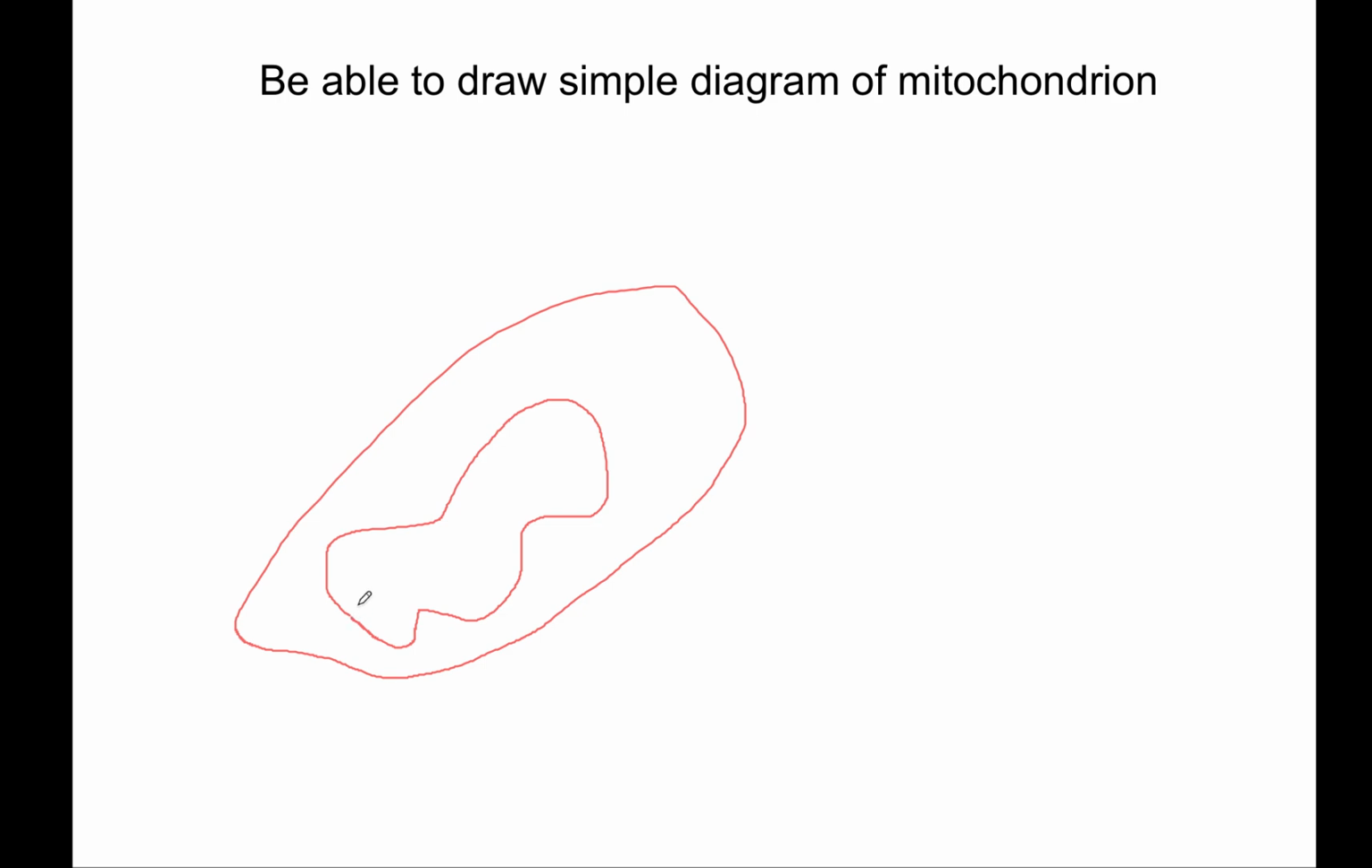The outside of this space would be considered the cytoplasm. This innermost space inside both of the membranes is called the matrix. M-A-T-R-I-X.